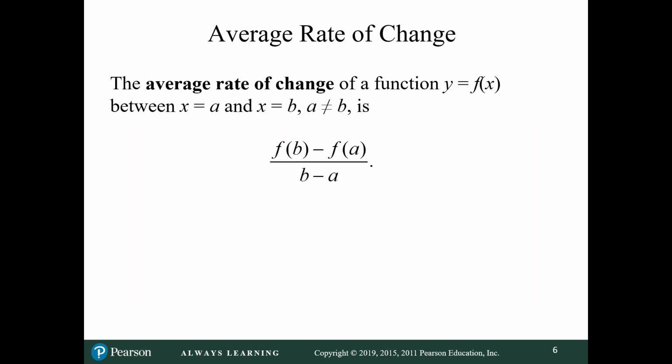Average rate of change is also known as slope. Okay? Because this is y2, this is y1, this is x2, this is x1. So when you're finding the average rate of change, you're basically finding the slope of the function.